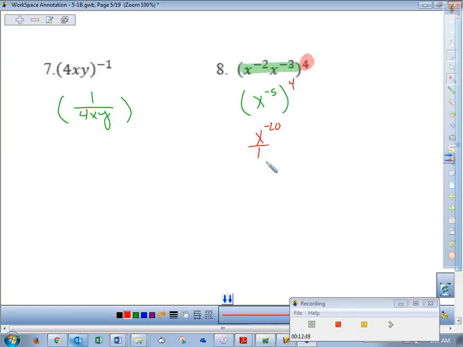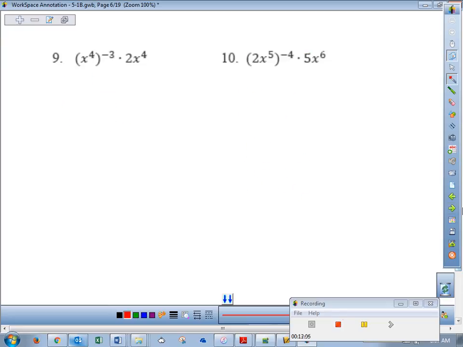This guy is really upstairs, so he needs to change houses and come downstairs. X to the 20th down, and what's upstairs? 1. Righteous? I know a lot of you have done this before. It's just a memory refresher, especially if you've had me. That change of house game is not a new thing to you.